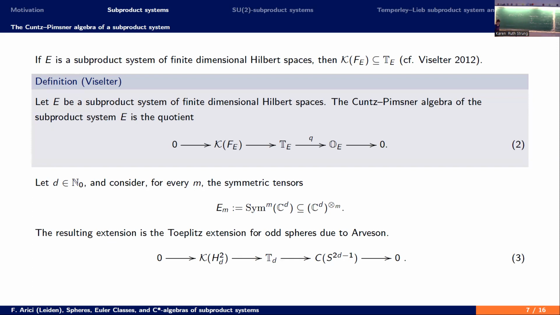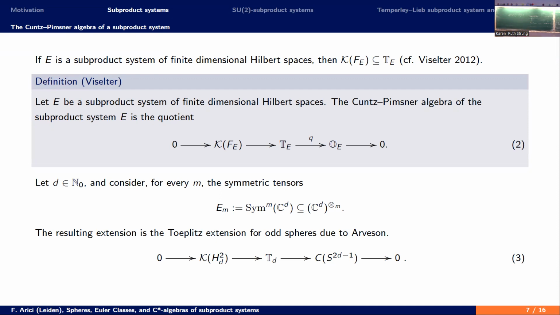So I'm now going to refer to a result that is also due to Viselter, which is that if you have a subproduct system where each of the Hilbert spaces appearing in the collection is finite dimensional, then the compact operators on this infinite-dimensional Hilbert space are contained in the Toeplitz algebra. So it makes sense to look at the quotient of this Toeplitz algebra by the compact operators. And this quotient we call the Cuntz-Pimsner algebra of the subproduct system, in analogy with the Cuntz-Pimsner algebra construction for correspondences. So why did I mention all this?